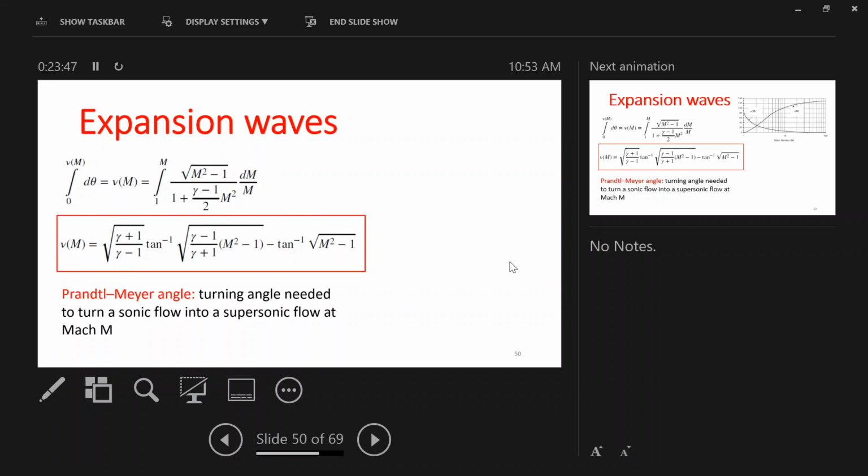You are familiar with nu. And it's going to be equal to the square root of (gamma plus 1)/(gamma minus 1), times inverse tangent of the square root of (gamma minus 1)/(gamma plus 1) multiplied by (M squared minus 1), minus inverse tangent of the square root of M squared minus 1. The Prandtl-Meyer angle again represents the turning angle needed to turn a sonic flow into a supersonic flow at a Mach number M.